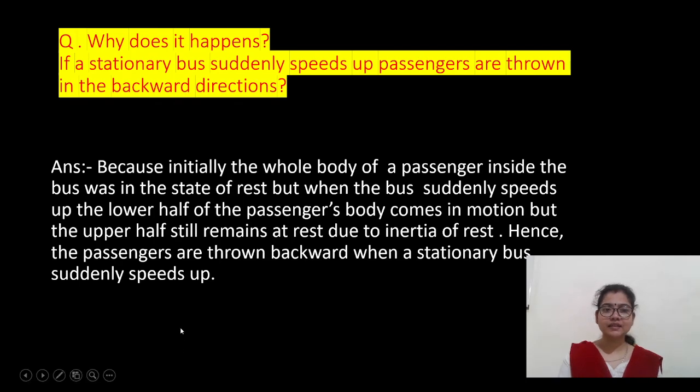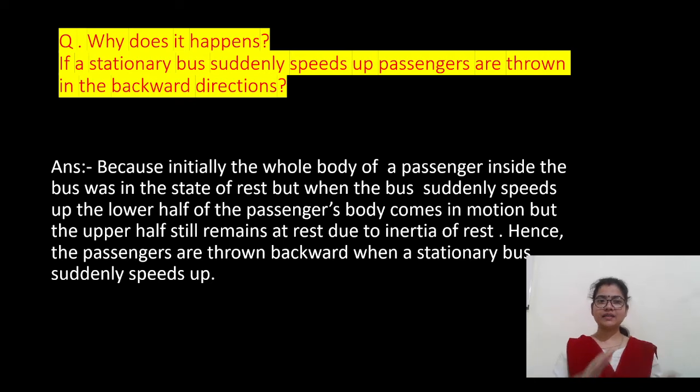Because initially the whole body of a passenger inside the bus was in a state of rest, as the bus was in a stationary state. But when the bus suddenly speeds up, the lower half of the passenger's body comes in motion, but the upper half still remains at rest due to inertia of rest. Hence, the passengers are thrown backward when a stationary bus suddenly speeds up.